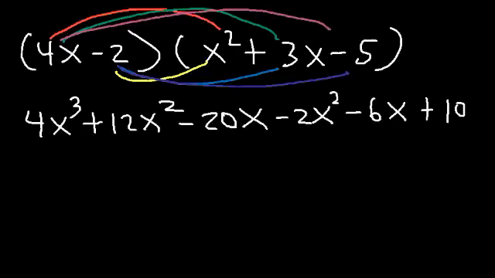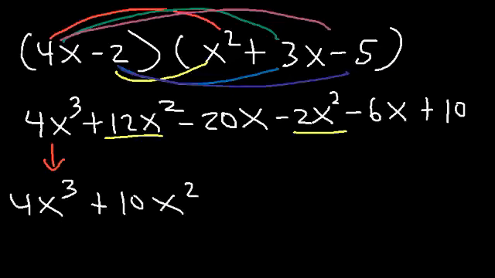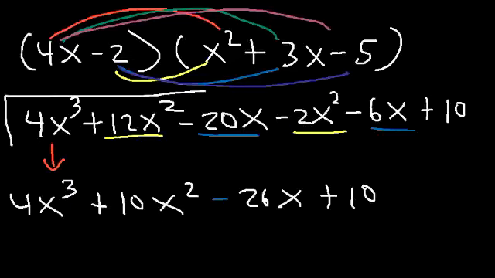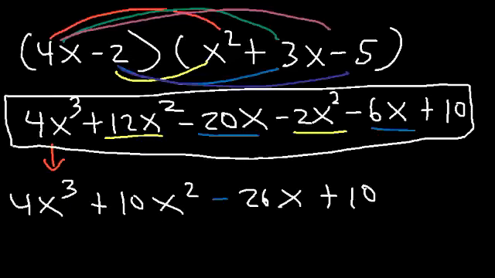Now let's go ahead and combine like terms. It's always good to double check your work. So this term is one of a kind. So let's simply rewrite it. These two are like terms. 12 minus 2 is 10. And these two are like terms. Negative 20 minus 6 is negative 26x plus 10. But as you can see, before we combine like terms, notice that we have a total of 6 terms initially. Anytime you multiply a binomial by a trinomial, you will initially get 6 terms.